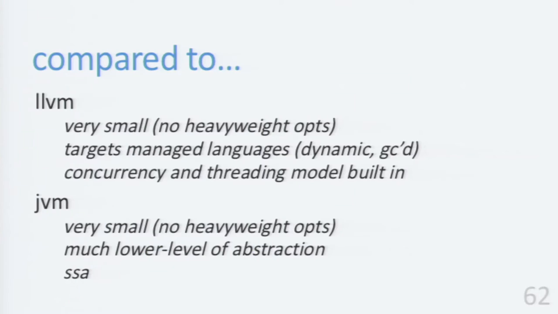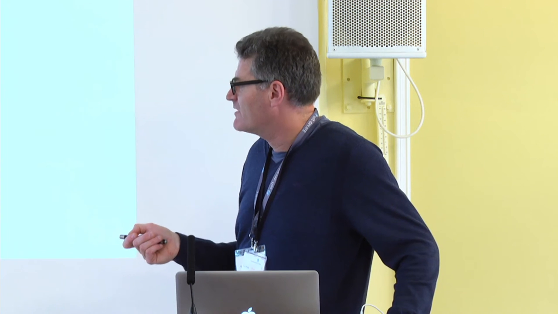And in contrast with the JVM, again, we're very small. We don't have these heavyweight optimizations. It's a much lower level of abstraction, more on the order of the abstraction level of LLVM, although we're slightly raised above that because we do have to have semantics for heap, reachability and references. And we have adopted pretty much the same approach as LLVM with respect to the intermediate instructions and use of an SSA form, for much the same reason: we think we can utilize that for more efficient or quicker code generation.